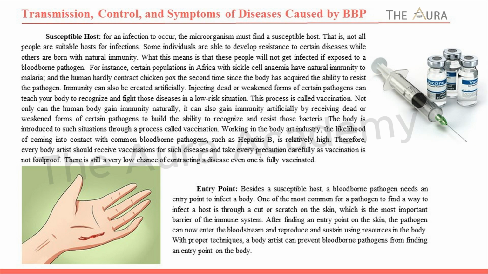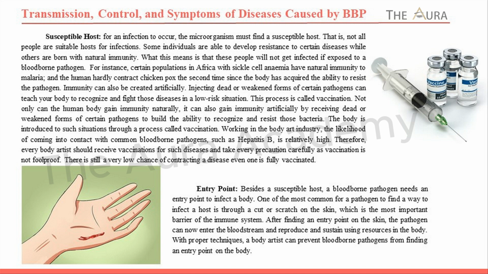Susceptible host. For an infection to occur, the microorganism must find a susceptible host. That is, not all people are suitable hosts for infections. Some individuals are able to develop resistance to certain diseases while others are born with natural immunity. What this means is that these people will not get infected if exposed to a bloodborne pathogen. For instance, certain populations in Africa with sickle cell anemia have natural immunity to malaria, and humans hardly contract chicken pox the second time since the body has acquired the ability to resist the pathogen.